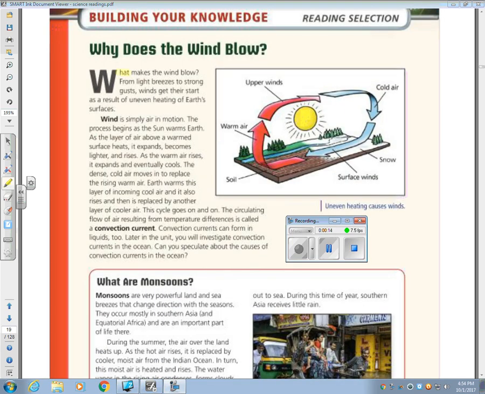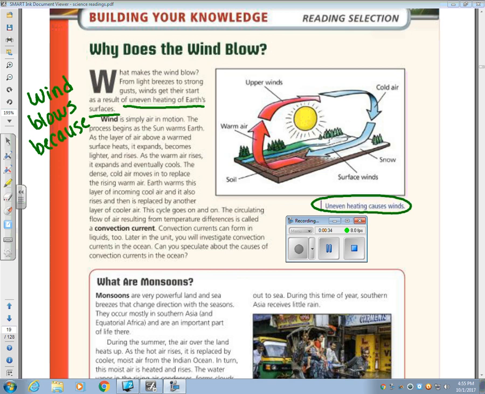What makes the wind blow? From light breezes to strong gusts, winds get their start as a result of uneven heating of Earth's surfaces. So the article has answered the question pretty quickly. Why does wind blow? Wind blows because of uneven heating of Earth's surfaces. It's also said down here. So I would underline it, circle it, star it, because it's a pretty important concept.